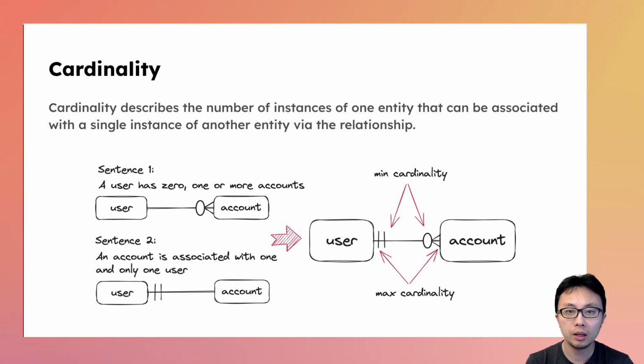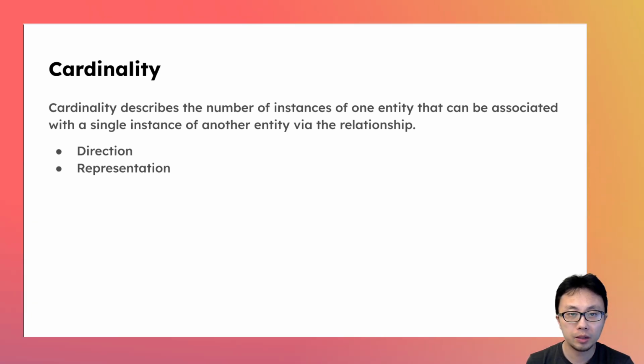After the merge, the positions of the min and max cardinalities of the two directional relationships would be exactly the same as if you draw them separately. As you can see here from the representation on the screen, the max cardinalities are closer to the entities. In comparison, the min cardinalities stay further from the two entities. That's everything about the two aspects of cardinality, the direction and the representation.